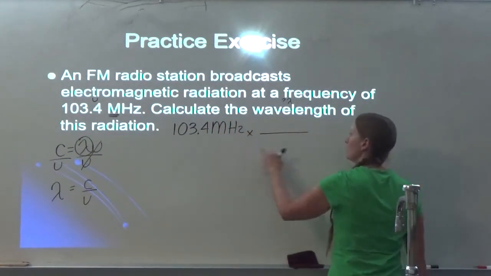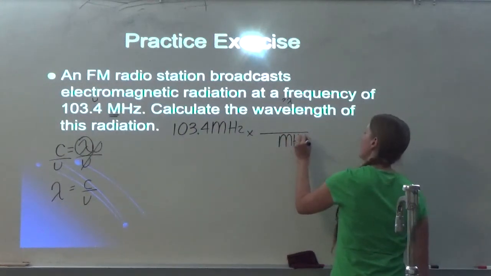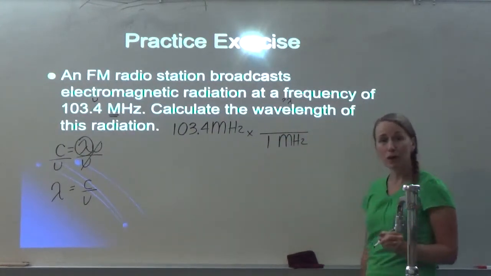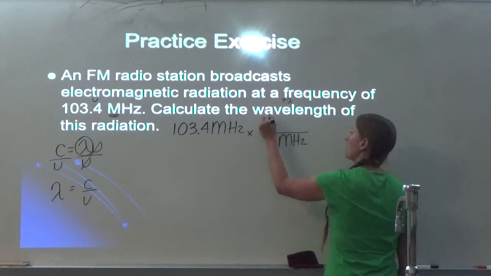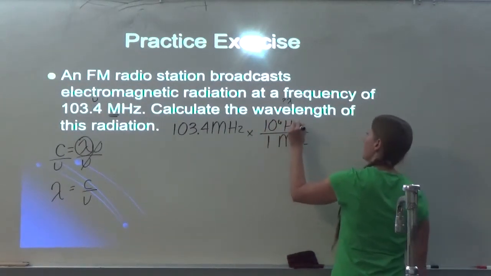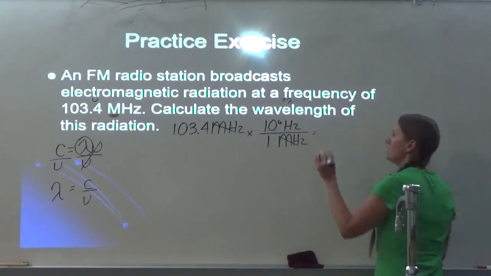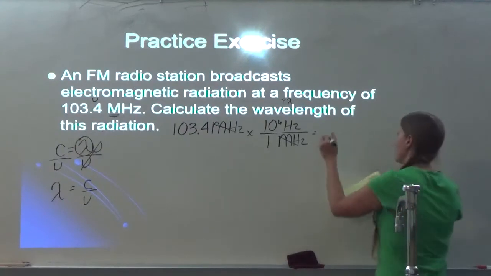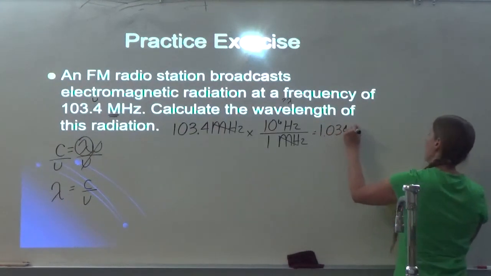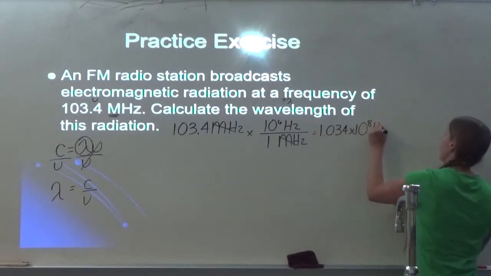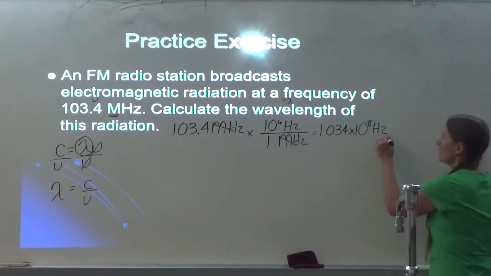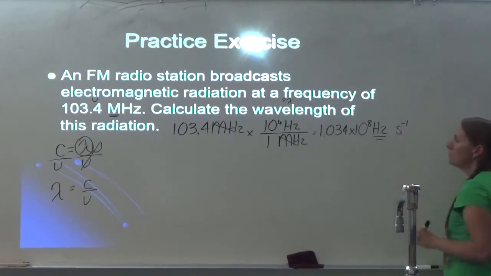All right, so we start with 103.4, and we are talking about megahertz. Golden rule says megahertz has to go on the bottom. It has the prefix, so I put the 1. If you look at your power for mega, it's 10 to the 6. Once I multiply, I end up getting 1.034 times 10 to the 8 hertz. And remember, y'all, hertz is just seconds to the negative 1.